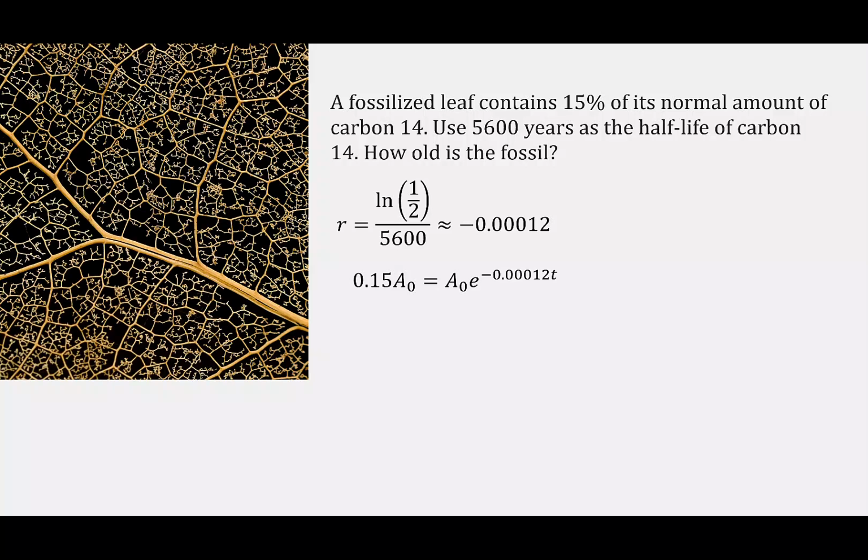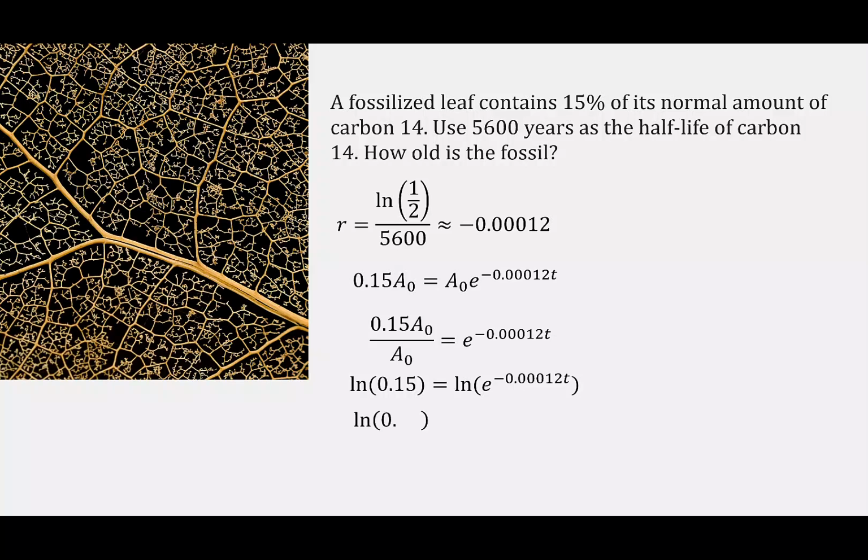This means I have 0.15 times A naught is equal to A naught e to the negative 0.00012t. To solve for t, I would first divide by A naught. 0.15 A naught over A naught is equal to e to the negative 0.00012t. The A naughts are going to cancel, then I can apply the natural log to each side. Now I have the natural log of 0.15 is equal to the natural log of e to the negative 0.00012t. We know the natural log and e work together to bring that exponent down.